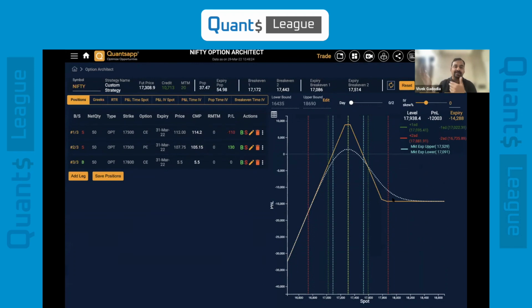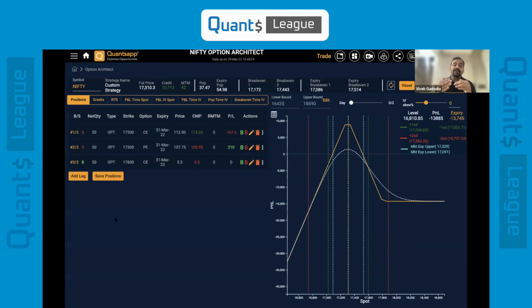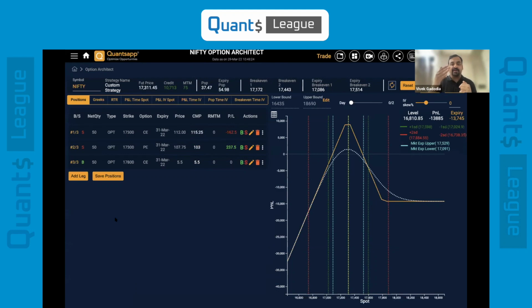It also gives margin reduction, because now you can see after a point the risk is capped, the loss is capped. You can see that it stops at 13,000-14,000 rupees. In the real world, it will not even hit that, because we are mostly not going to hold till expiry, so it will not hit 14,000 rupees. If the market goes up, the loss will be much lower.